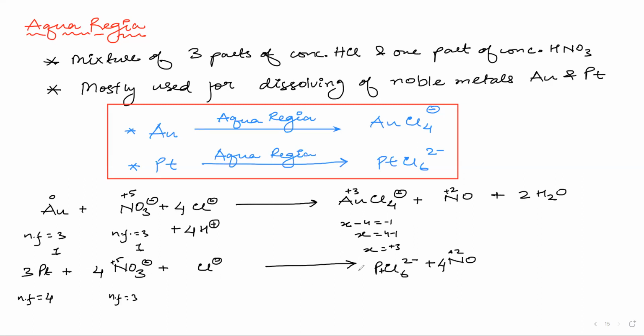Since we have 3 platinum, we should have 3 Pt here also. Now how many chlorines will be there? 18 Cl negative, because 6 3s are 18. Now how many water molecules do we need? Let us see oxygen: 4 3s are 12 oxygens. Here we have 4 oxygens. That gives a remaining of 8 oxygens. That is why 8 H2O plus 16 H plus.